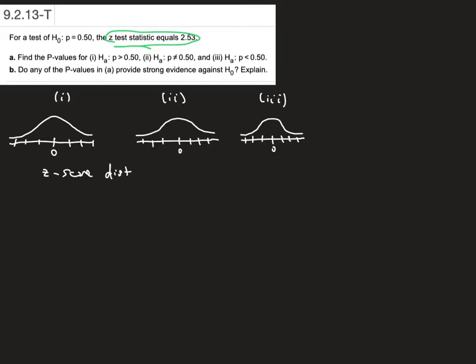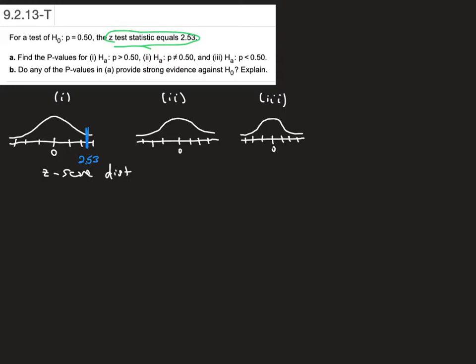So here they tell us the z-test statistic is 2.53, meaning that whatever the p-hat was, when they figured out the z-score, it was 2.53. And so I can draw that on my curve. Oops, that's not where it goes. 2.53 would be about there. And so depending on the alternative hypothesis, we would shade the picture in different directions.